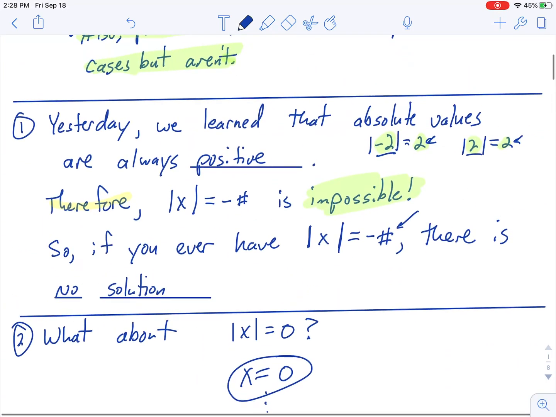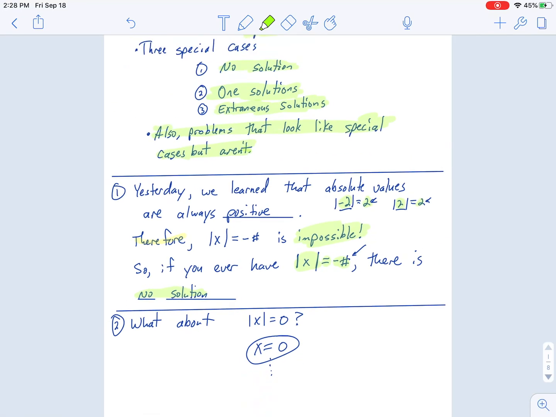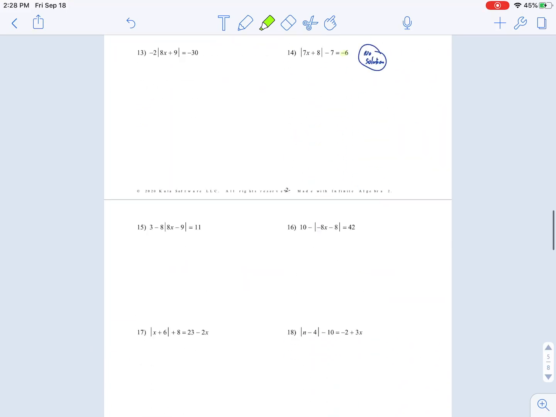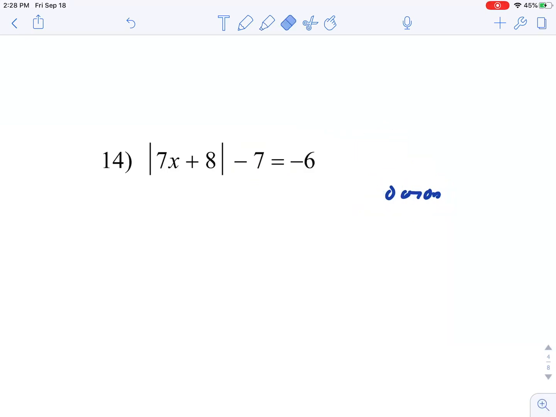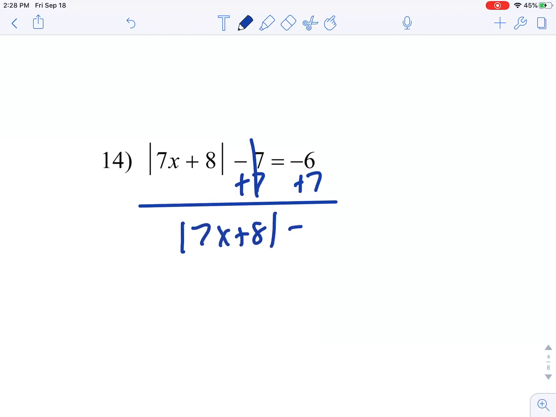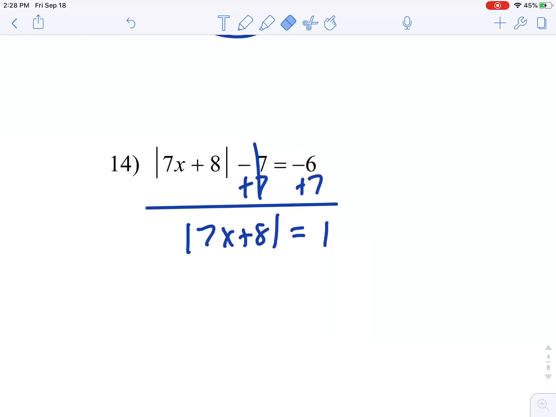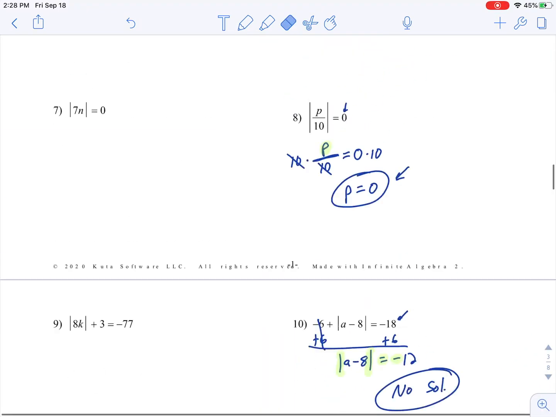So the rule is, if you have an absolute value equal to a negative number, there is no solution. In number 14, we don't have an absolute value equal to a negative number. We have an absolute value minus 7 equals a negative number. We need to deal with that negative 7 first, which means add 7 to both sides. And when you do that, you get absolute 7x plus 8 equals 1, and 1 is positive. So this is a regular problem with two answers. So that's what I said before.